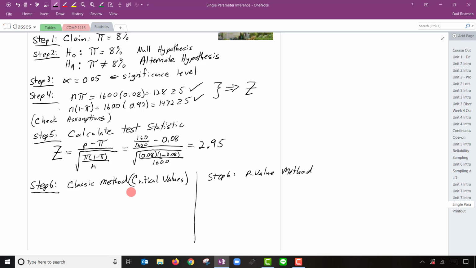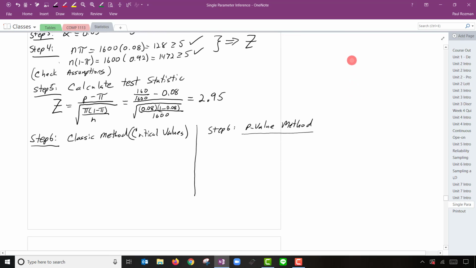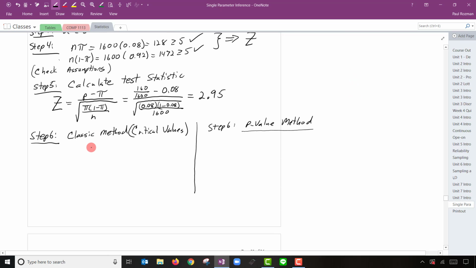hypothesis testing. Now, in real life, most statistical journals, in fact, every time I'm reading anything, I see people using the p-value method. So the p-value method tends to be more respected in academic journals and such, whereas the classic method is the way that you first learn it, just so you can see how things are tied together, so that the course doesn't seem disjoint. So let's try the classic method first.